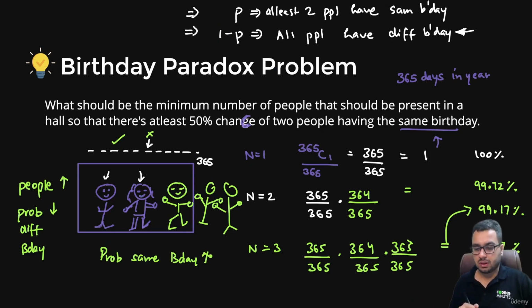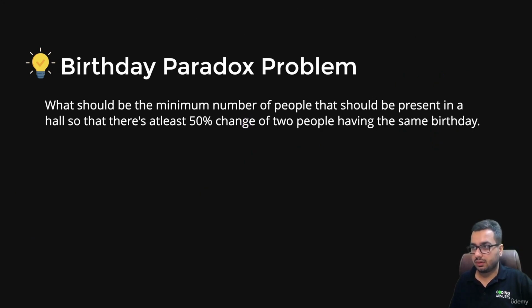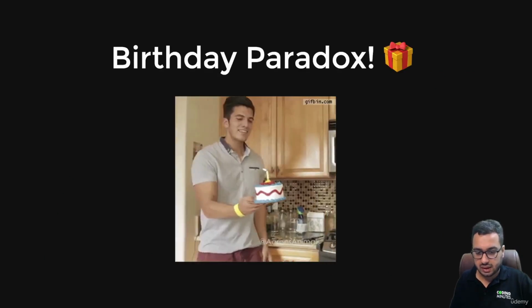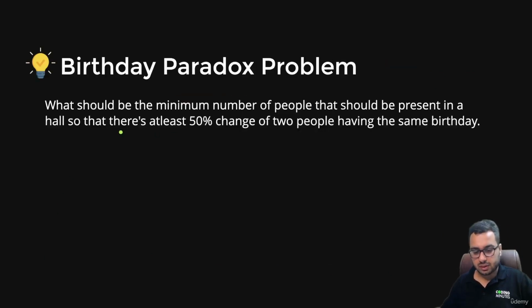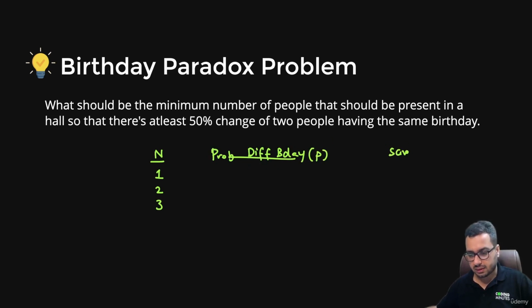So what we need to do is compute. Let us talk about what we are going to do inside the solution. We will start with a particular value of n. Let's say n is 1, n is 2, n is 3. We are going to calculate the probability of different birthdays. If this probability is p, then the probability of having the same birthday is going to be 1 minus p.